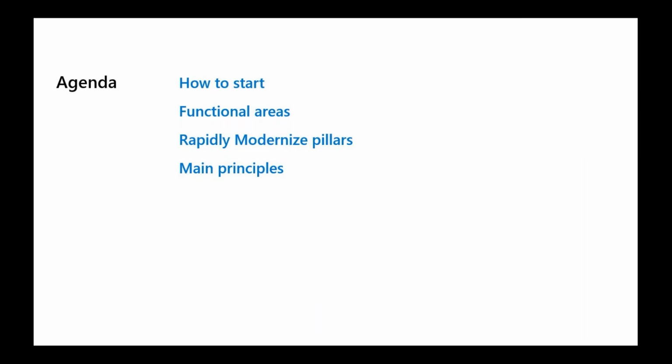Roughly, the agenda is here: how to start. We'll see the functional areas, and then we will concentrate on the rapidly modernized pillars and see some example architecture, the main principles of the framework, and how to actually start. It's all about the starting, so don't hesitate to start. Don't hesitate to look at the past webinars about the cloud adoption framework. They have plenty of useful information, but the main thing is to start doing zero trust and adopting the cloud the right way.